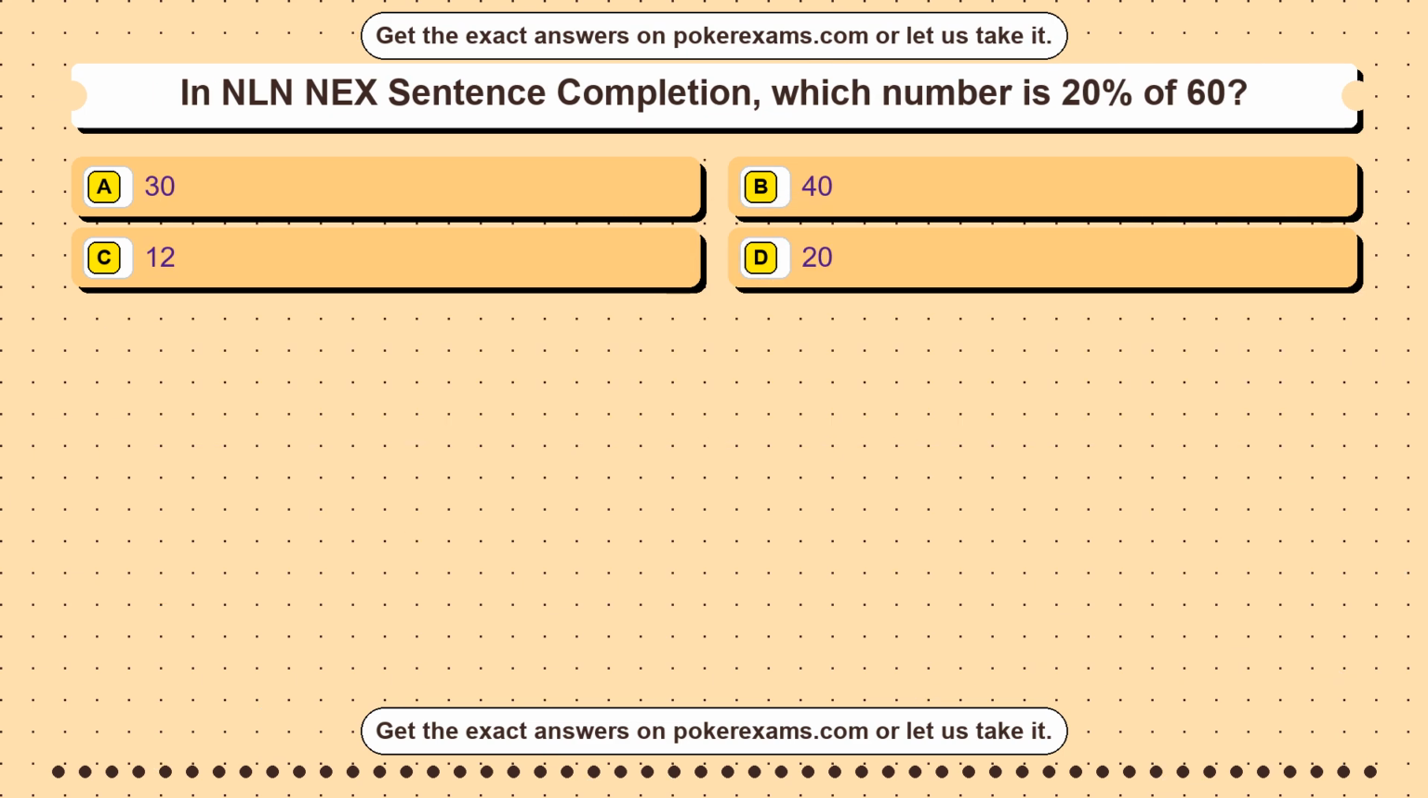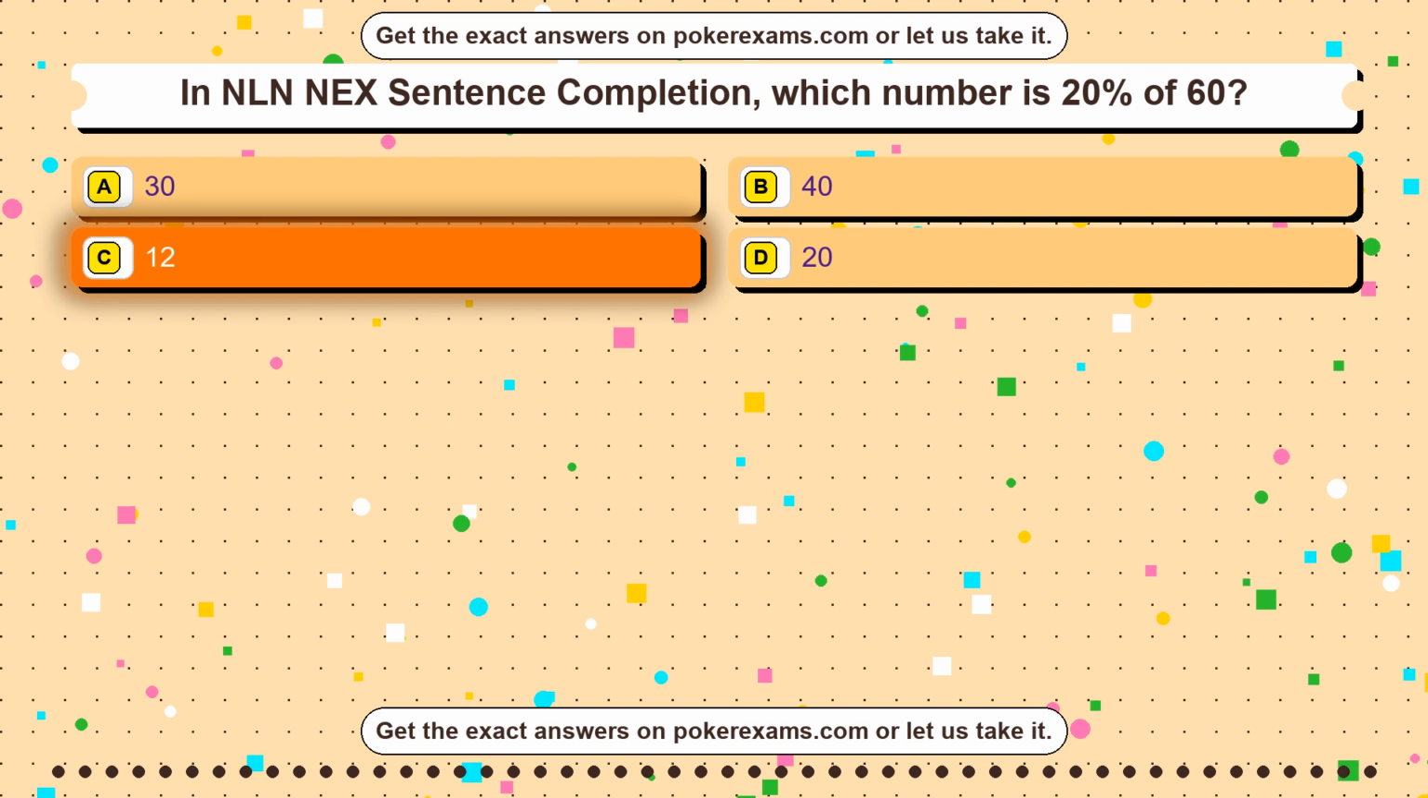Question 3. In GED Science Review, which social studies skill checks whether a source can be trusted? Option A, balancing reactions. Option B, finding area. Option C, evaluating credibility. Option D, solving equations. The correct answer is option C. Evaluating credibility.